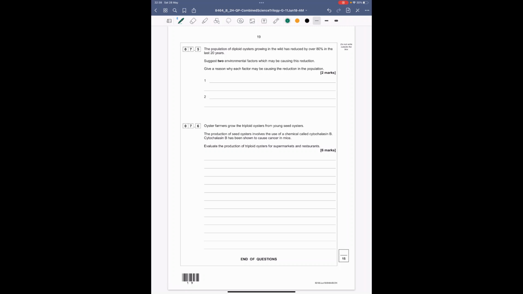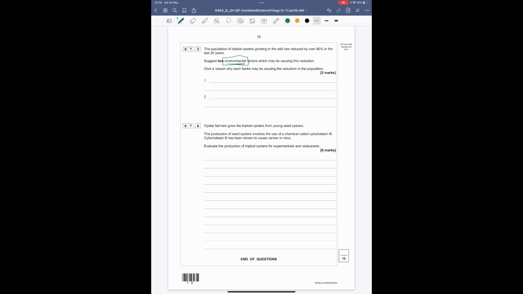7.5 then. The population of diploid oysters growing in the world has reduced by over 80% in the last 20 years. Suggest 2 environmental factors that may be causing this reduction. Give a reason why each factor may be causing the reduction of the population. So the obvious factor that is probably reducing it is over-harvesting. But over-harvesting is not an environmental factor. That would be an economic factor. So we've got to just link it to environment. So what might be causing the amount of diploid oysters to go down?